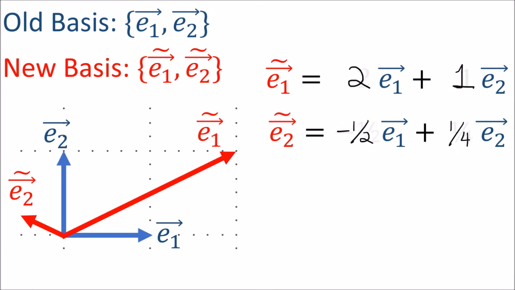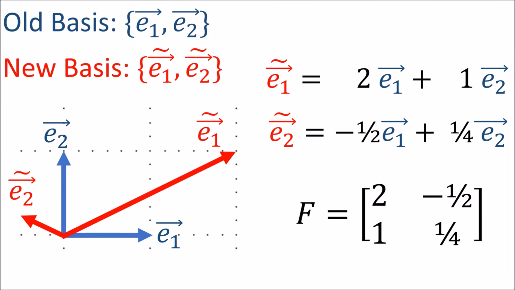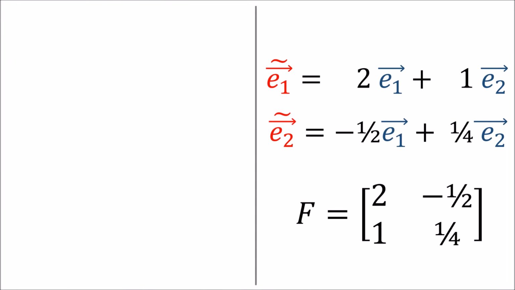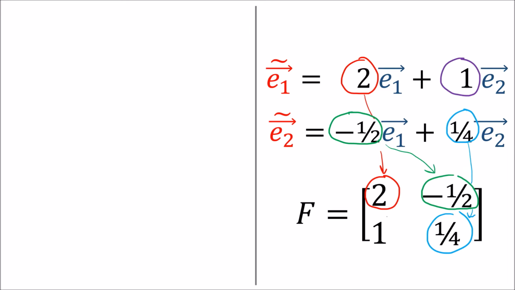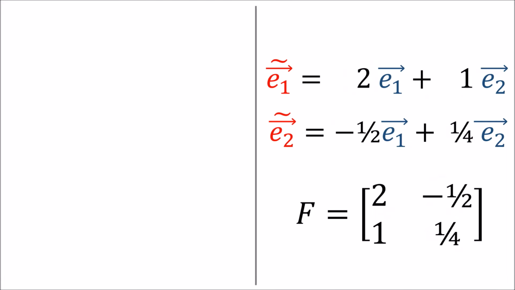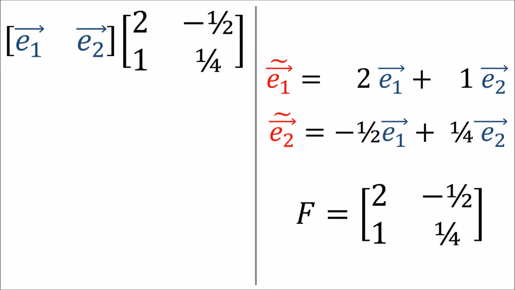Alright, so what we've done is we've written out the new basis vectors as linear combinations of the old basis vectors. And if I wanted to, I could write these four numbers in a 2x2 matrix called F. F for forward. Now, you'll notice that the numbers in this matrix are not arranged in the exact same way as the numbers in the equations. The arrangement is flipped about the main diagonal. The reason for this is that in this video series, we are going to arrange basis vectors as rows that multiply matrices from the left.